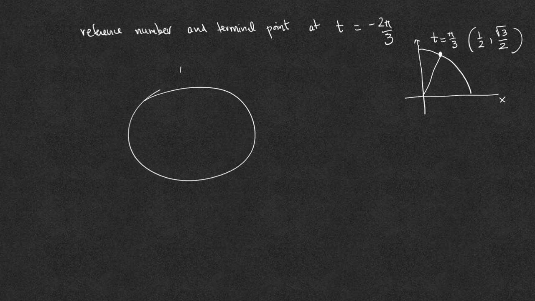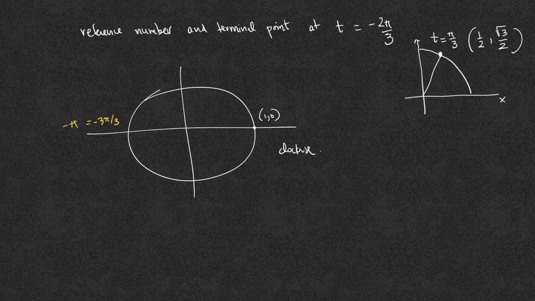First, we start at the positive horizontal axis at the point (1, 0), and we travel clockwise a distance of 2 pi over 3. 2 pi over 3 is not yet 3 pi over 3, which is pi. Going clockwise, half of the unit circle is negative pi. We take negative pi and cut it into 3 pieces, and so this is negative pi over 3. This is negative 2 pi over 3.